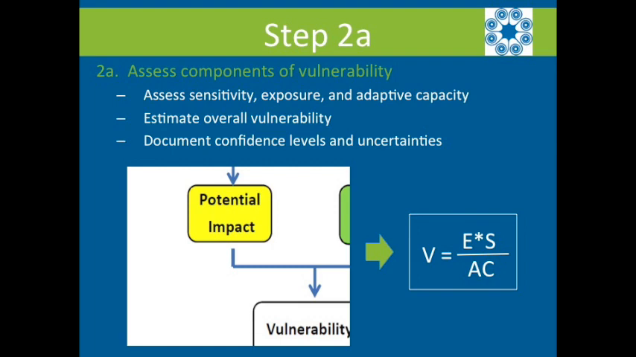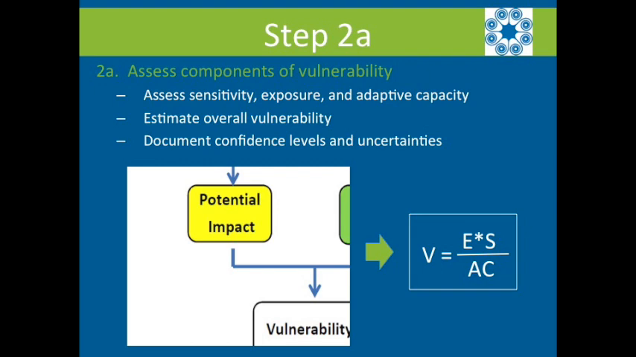So the first step we did of this was the vulnerability assessment, which we used this model, which you can't see because it's not there. But fortunately, the equation is there, so you don't need the graphic part, where we assess sensitivity, exposure, and adaptive capacity of the different species and the different habitat types. And that was all part of that vulnerability assessment process. And all of that was used to estimate overall vulnerabilities for the different habitat pieces and for the region. And you can document confidence levels and uncertainties as part of that.